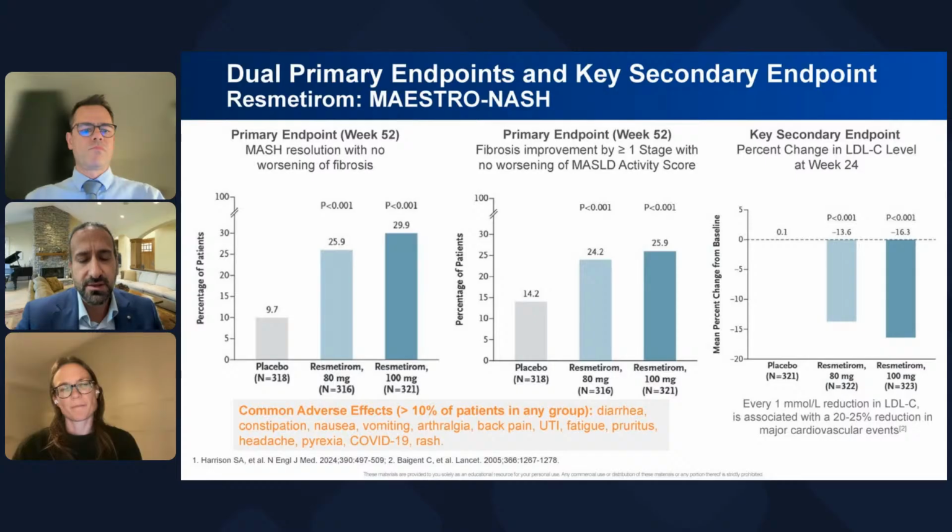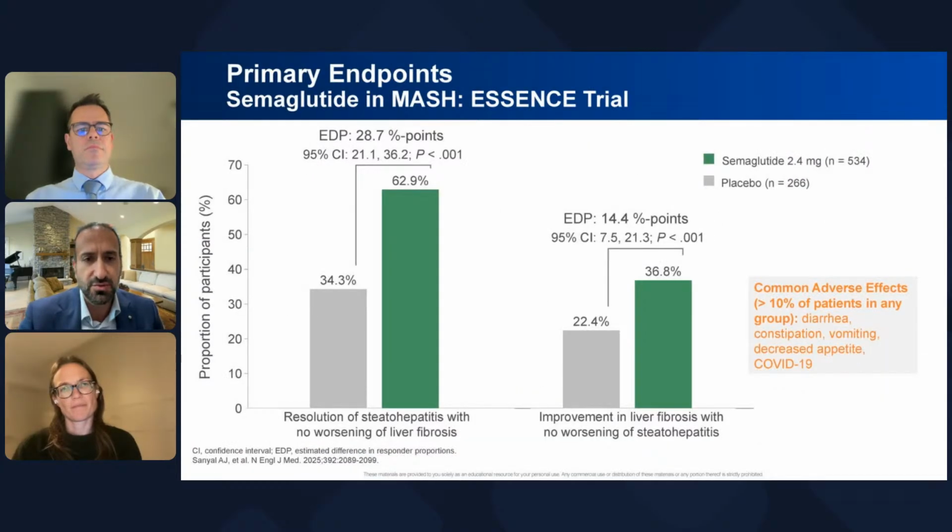And then the ESSENCE trial with semaglutide, as you said, with dose escalation to 2.4 milligrams weekly. This also achieved both primary endpoints, the MASH resolution and fibrosis improvement. And the delta on fibrosis regression from placebo was around 14.5%. And again, this is reversing the disease, and we are waiting for the data on preventing progression of disease to cirrhosis. So very exciting.